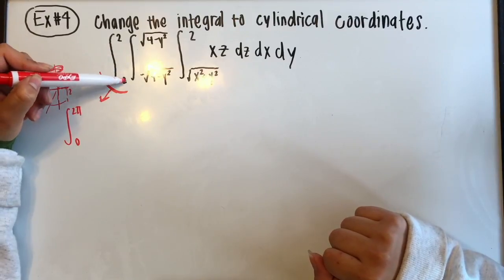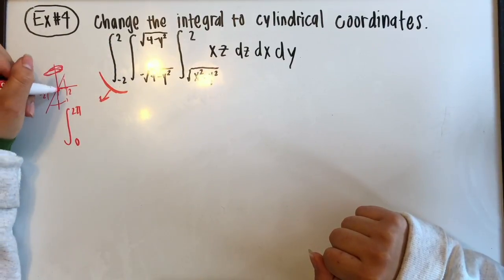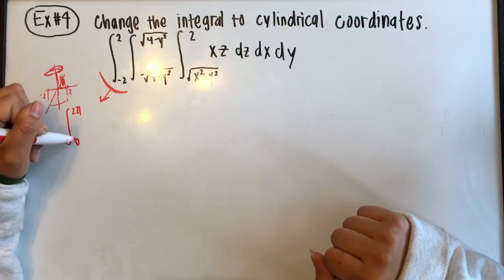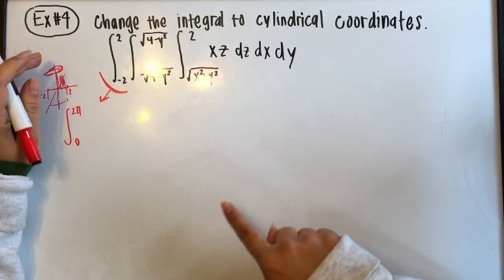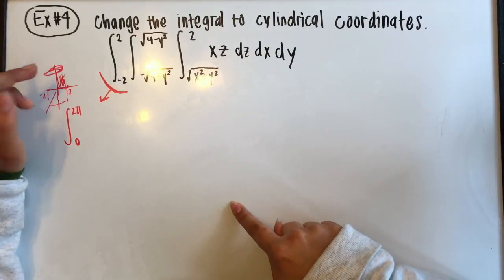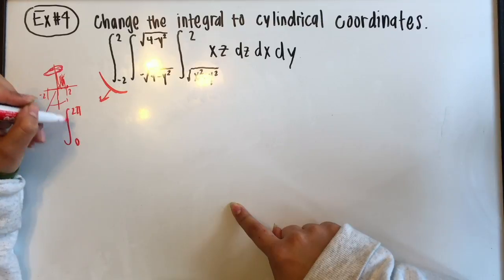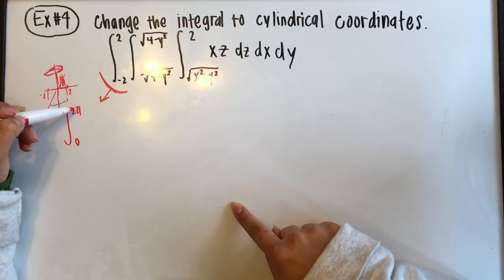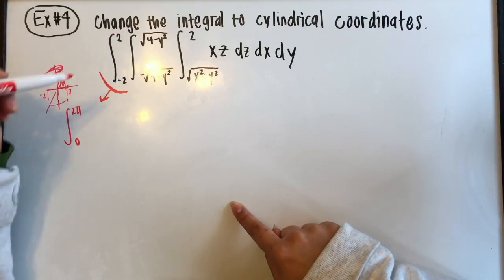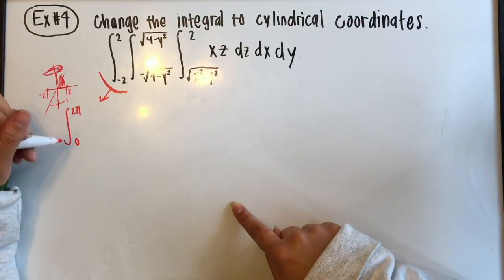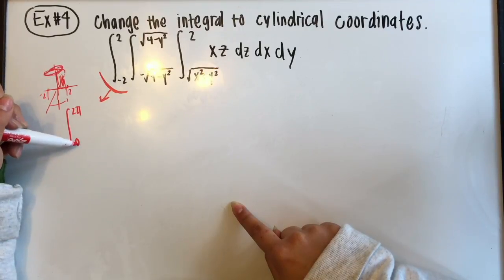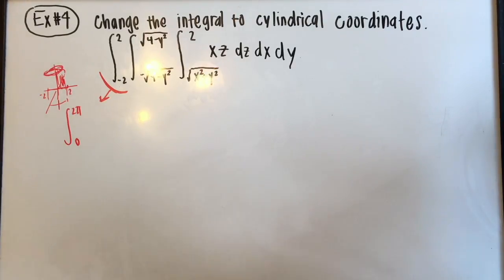If it were to be from 0 to 2, then that means it would only be half of a cylinder. Like the previous example we did, the one we just did before, that would be from 0 to pi. But it's -2 to 2. So that's a whole circle, a whole cylinder. So it's from 0 to 2 pi.